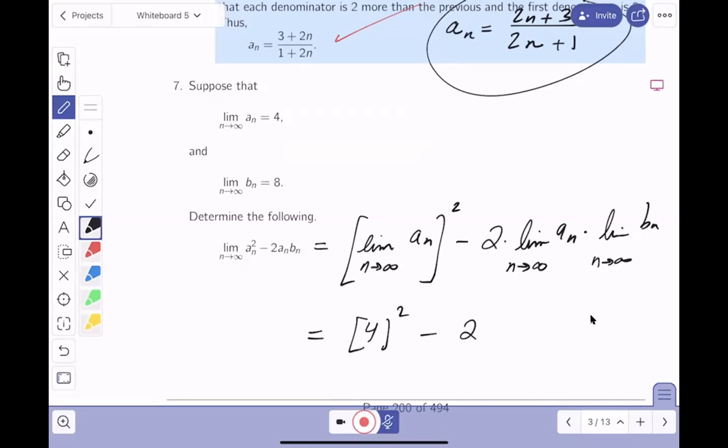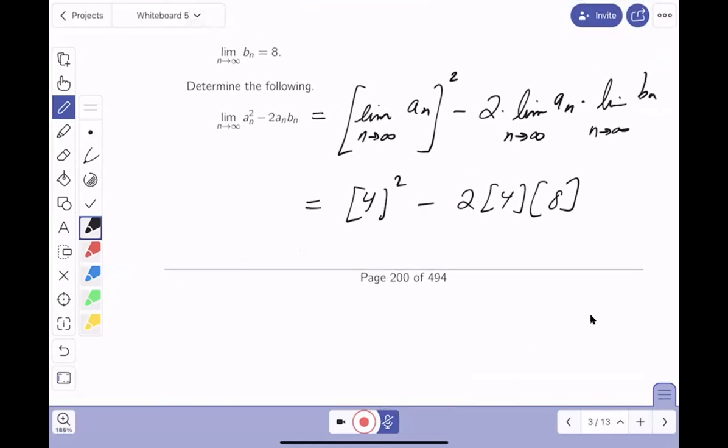2. Do I know the limit? Yeah, I just did it. It's 4. It's given, by the way. And how about that b_n? It's 8. Let's do the arithmetic. What do you get over here? 16 minus 64 is going to be minus 48.